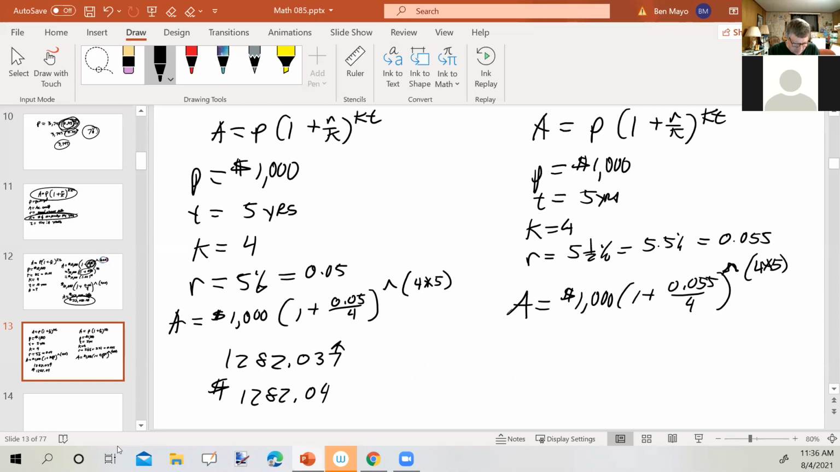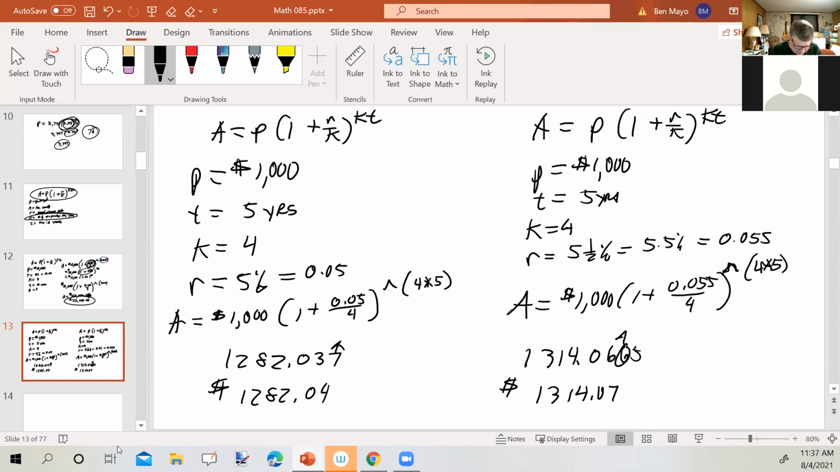Now, let's do the second problem. 1,000, parentheses, 1 plus 0.055 divided by 4. Close that up with a right-hand parentheses. Power key raised to the 4 times 5 power. And I get 1314.0665. This is going to round up, so 1314.07.